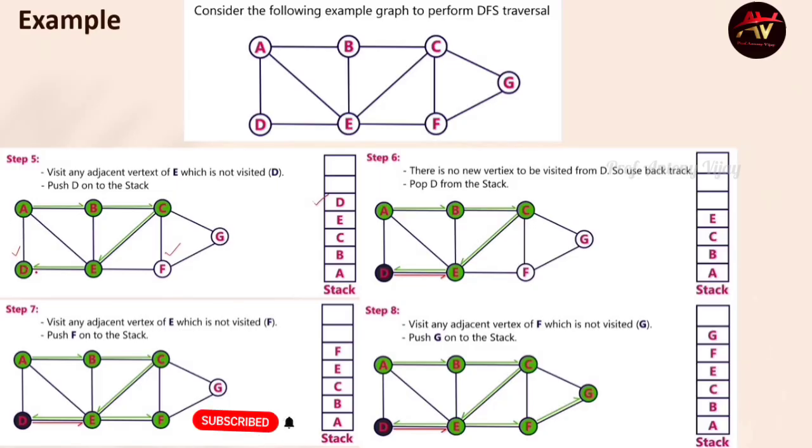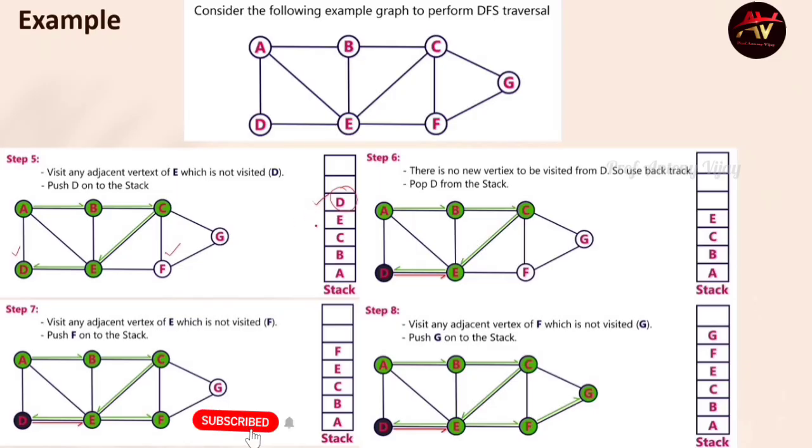No other vertices are adjacent for D, so we have to apply backtracking for this. So backtracking means what? We came from E to D, so we need to go back to E again. For that process, we have to remove the topmost element. Here the topmost element is D, so we need to remove D from the stack.